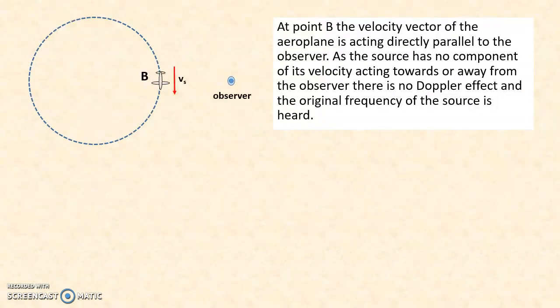Then we have point B, in between both. At point B, the aeroplane is moving perpendicular to the observer. There is no component of that velocity vector acting either towards or away from the observer. Therefore, there is no Doppler effect, and the frequency heard is equal to the frequency that the plane emits. Actually, at this point here, this is another point B. The velocity vector here is another point in the circular path where it is moving exactly perpendicular to the observer.